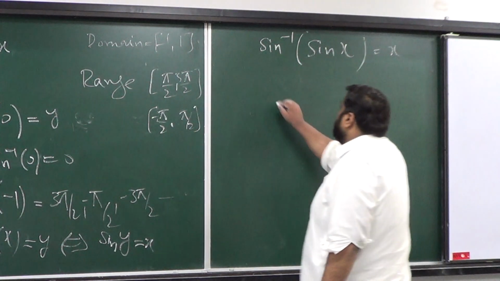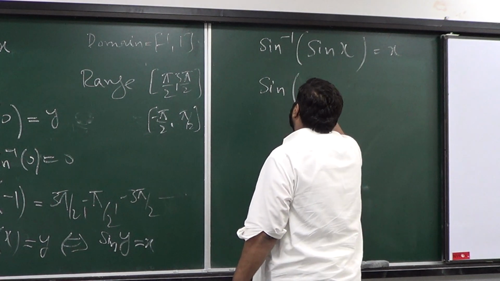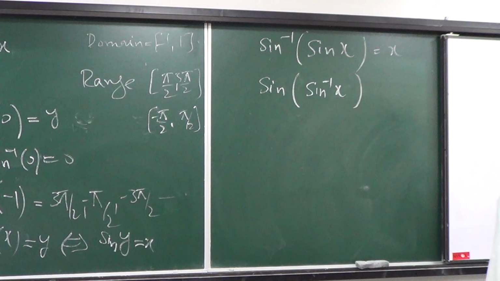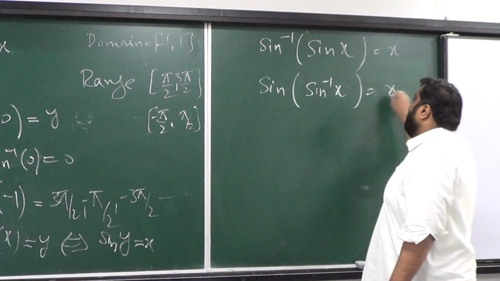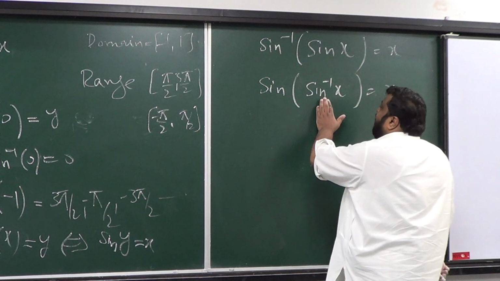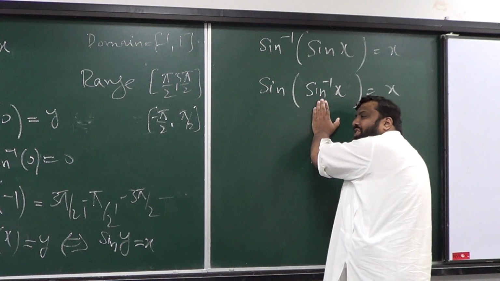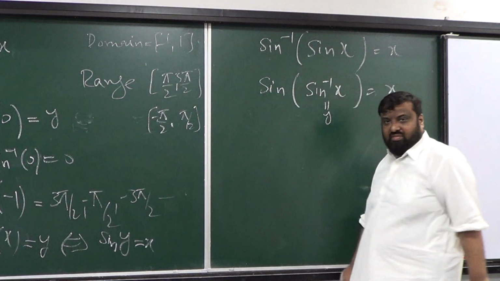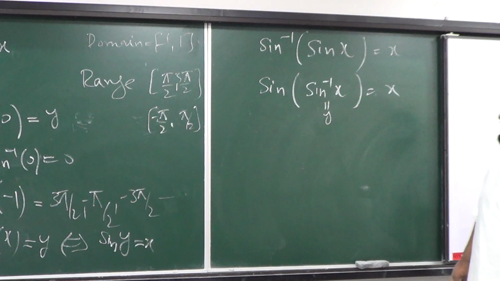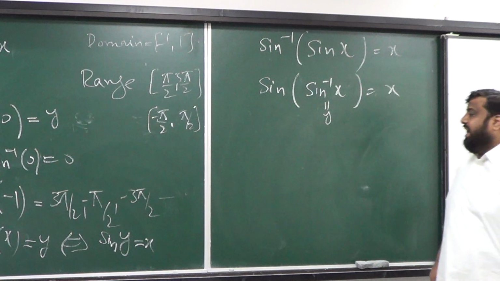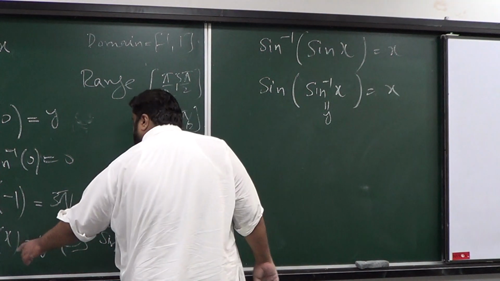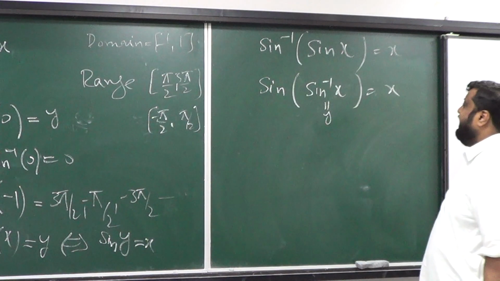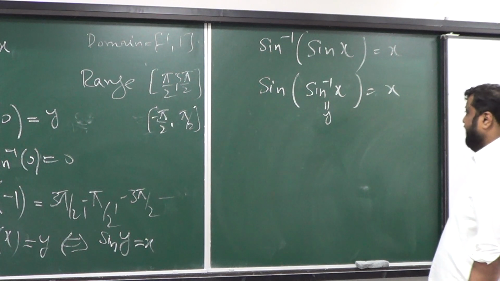And you can also think from a similar perspective that if you have sine evaluated at sine inverse of x, then this would be x as well. Because sine inverse of x is what? What angle would give you x? Let's call that angle y. Since the sine inverse of x is y, that means that sine y is really x.